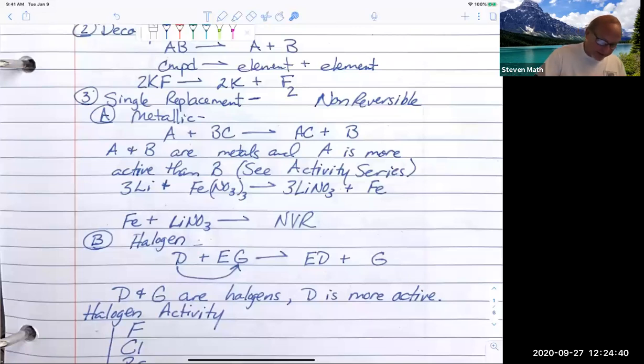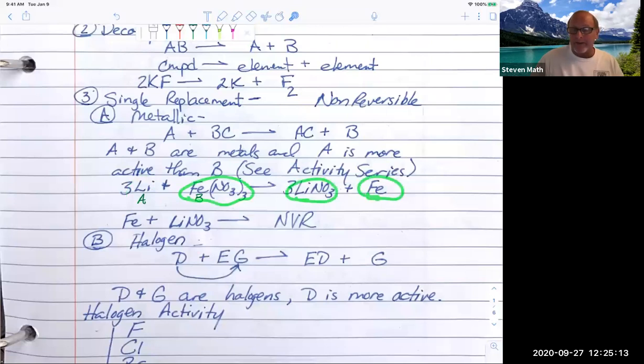In this case, we have lithium as A above iron as B. Is Li above iron? Yes. This reaction continues. The Li is going to boot the Fe away from the nitrate, and the iron is going to be left all alone by itself. So you have a metallic atom and an ionic metallic compound, turning into an ionic metallic compound and a different metallic atom. This is what metallic single replacements look like.